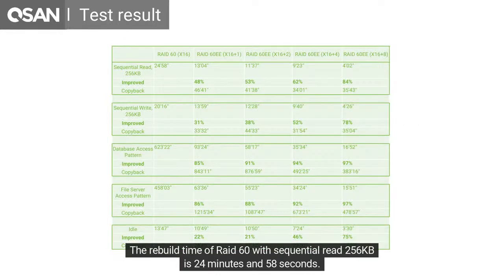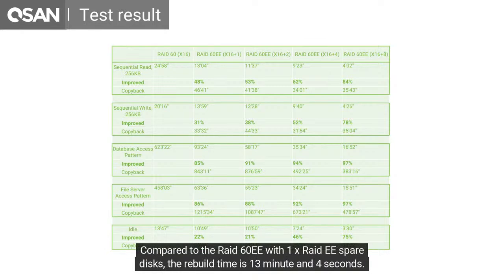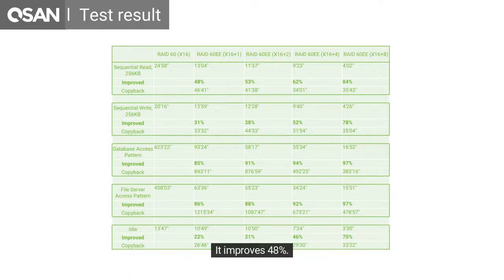The rebuild time of RAID 60 with sequential read 256 kilobytes is 24 minutes and 58 seconds. Compared to the RAID 60E with 1x RAID E spare disks, the rebuild time is 13 minutes and 4 seconds. It improves 48%.